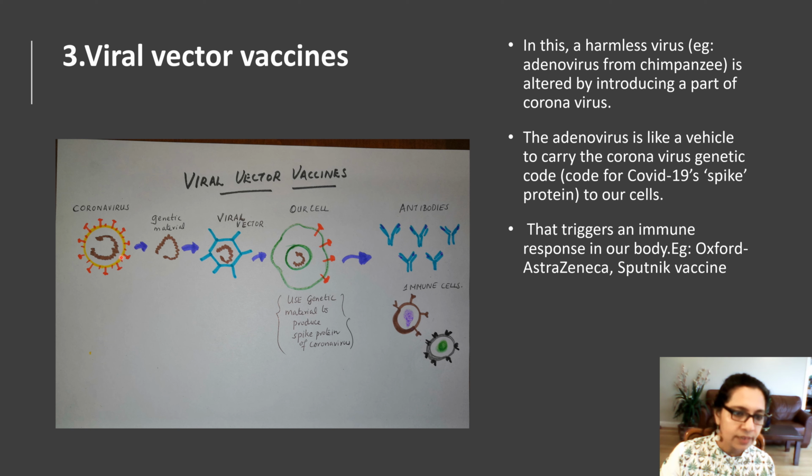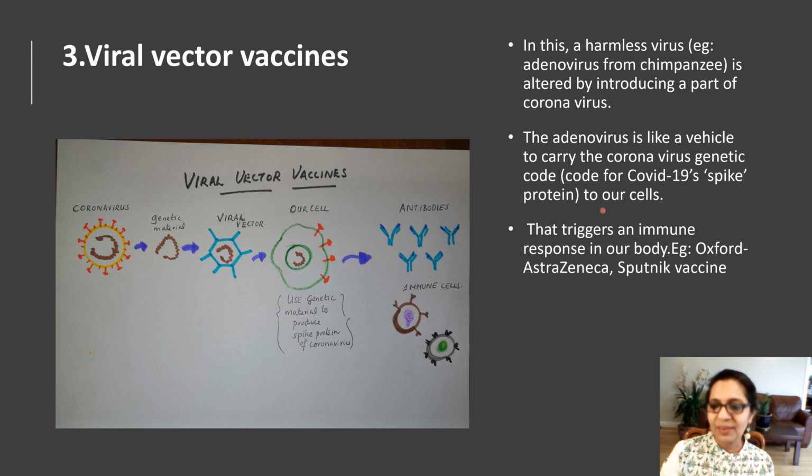So this is the coronavirus. The genetic material is separated from the virus and then it is introduced first to the vector. This is the adenovirus vector we are talking about, and then it is injected into our cell, and then the spike protein of the coronavirus is produced. As soon as the spike protein is produced, our body will react by producing antibodies, by activating all our immune cells, and mechanisms will get activated.